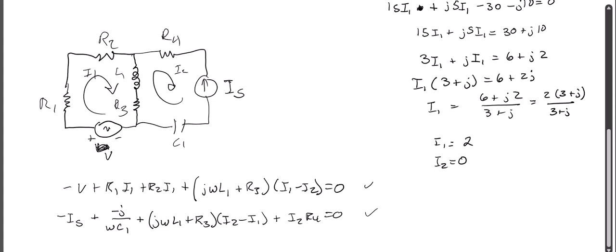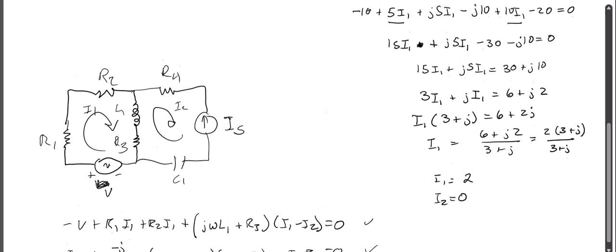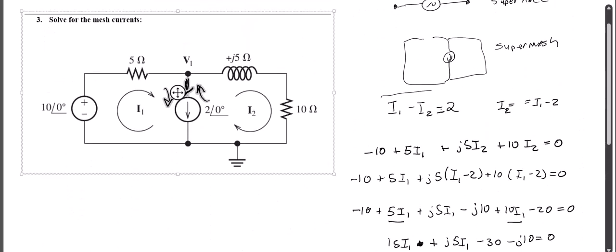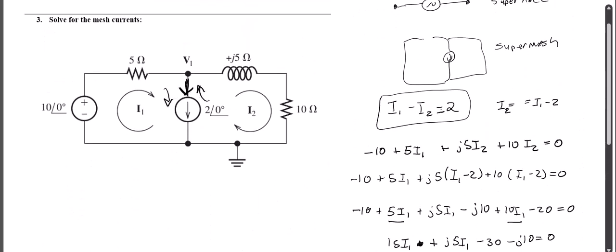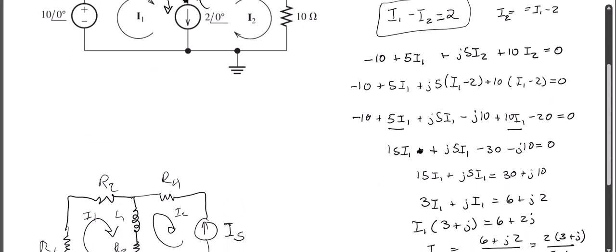Oh, okay. So this is a super mesh. When it was the super mesh, I combined them into one, yes. Well, I still had two equations, but one of them was just the easy equation that just related the two currents right here. But I didn't do a separate equation for each mesh.